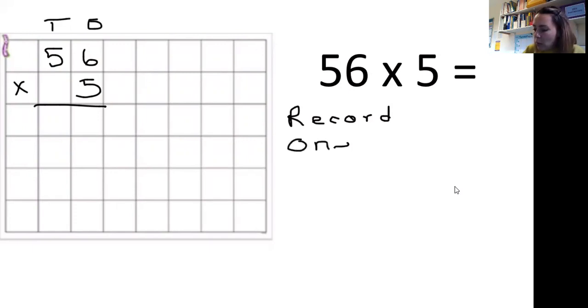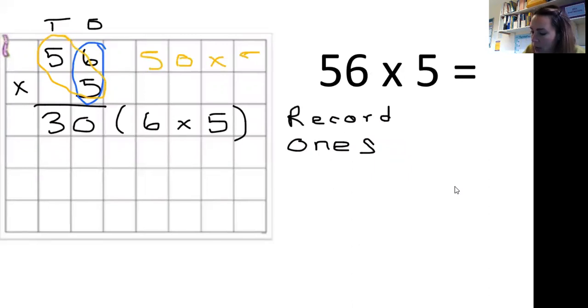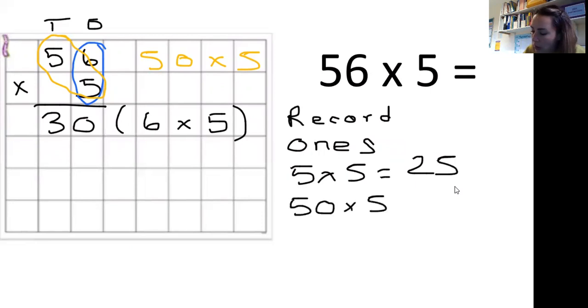So then we're going to start with our 1s. So I know that I have got here 6 times 5, 5, 10, 15, 20, 25, 30. So 6 times 5 is 30. And I've got that by looking here. And then my next job is to do 50 times 5. So if I know that 5 times 5 is 25, then I know that 50 times 5 is 250. So you can write that underneath.